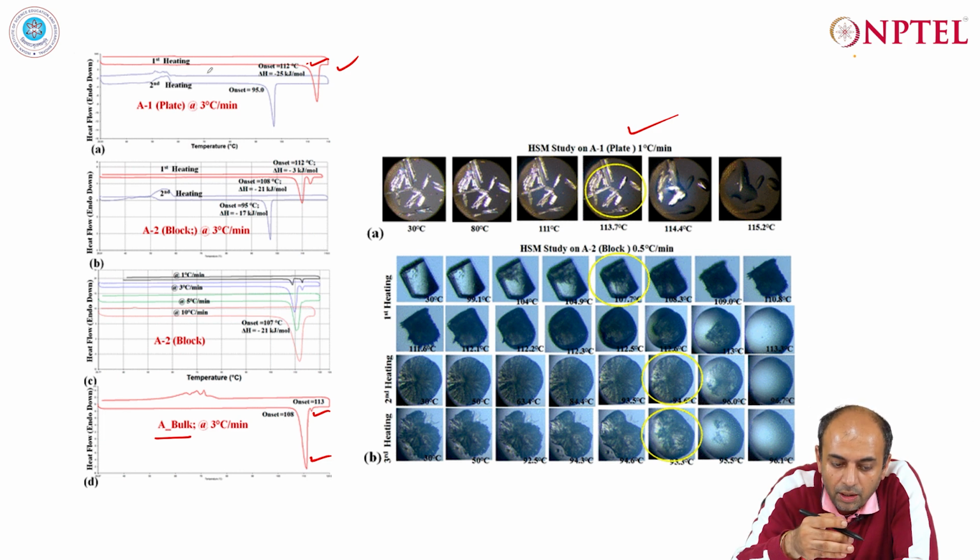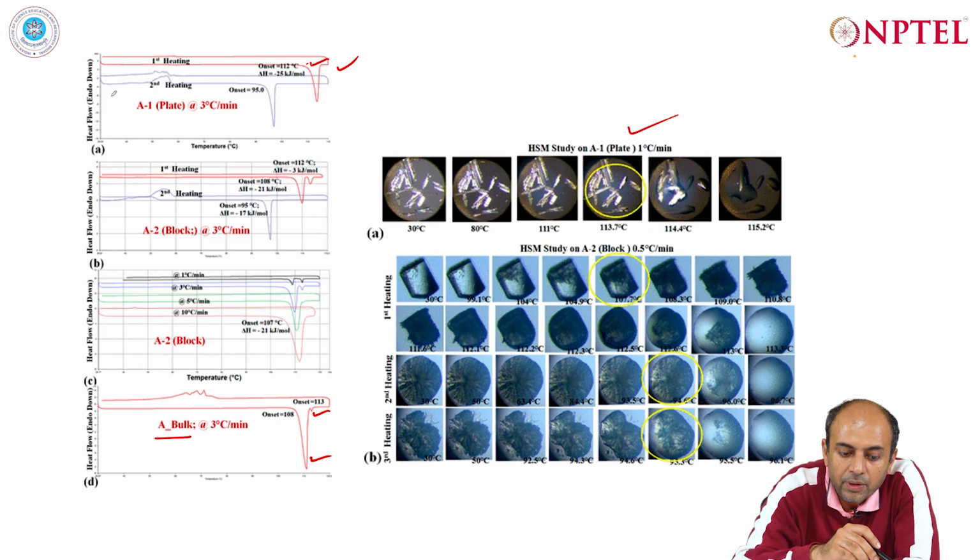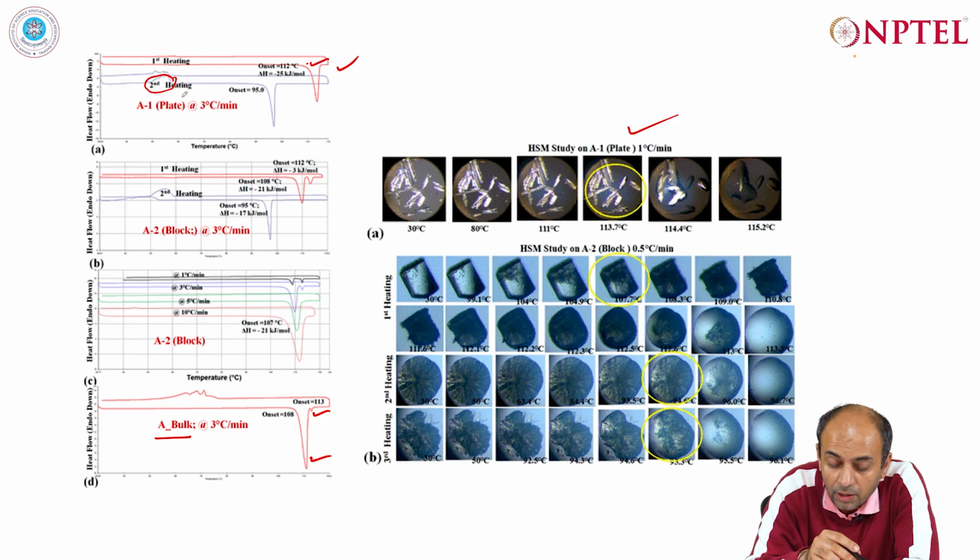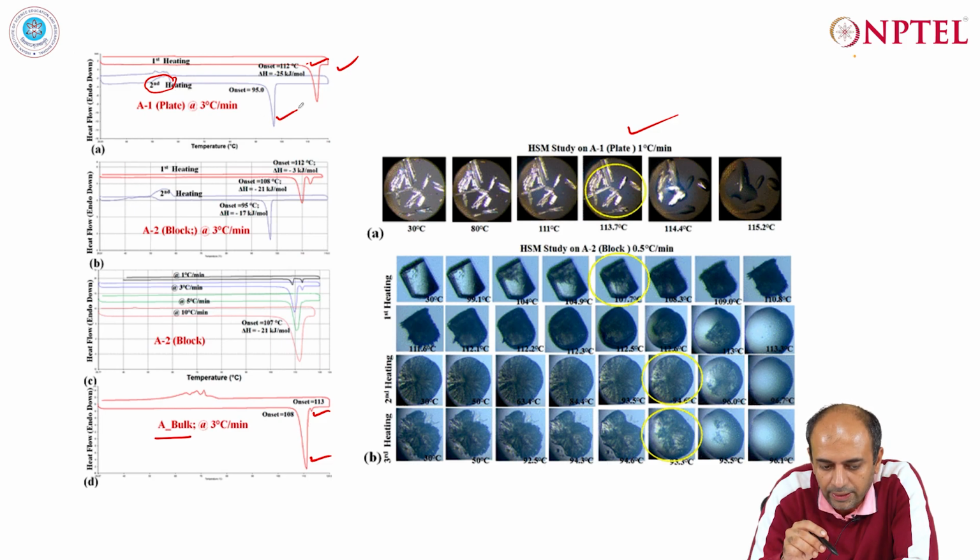But after a certain period of time, during the second heating cycle, you see that when the second heating cycle begins, there is an exothermic peak which indicates recrystallization of a form which melts at 95 degrees centigrade. So, the recrystallization happens during the second heating cycle in the same DSC pan, and the form which is recrystallized is another metastable form, which is not the plate form and which melts at a much lower temperature, that is 95 degrees centigrade.